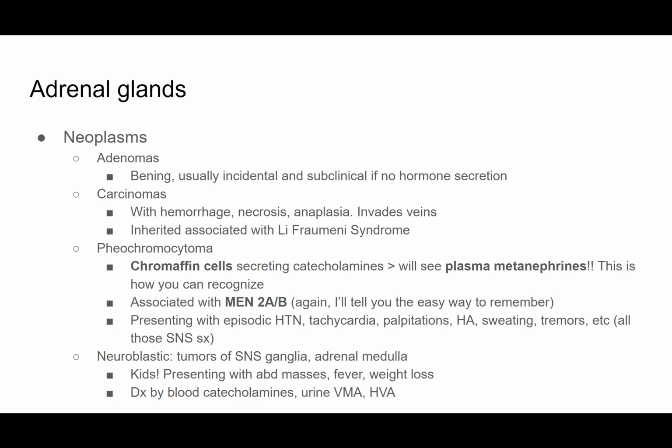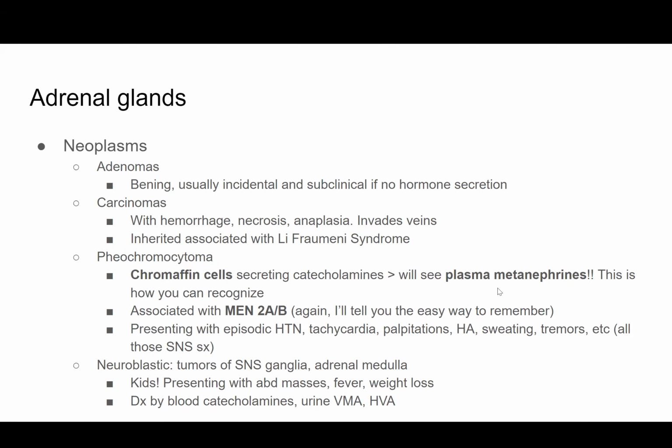It's essentially all of the SNS symptoms. You know, the chromaffin cells are the post-ganglionic sympathetic cells. If that's wrong, you can correct me, I don't care. But yeah, just know what the chromaffin cells are and the plasma metanephrines and then its association with MEN.